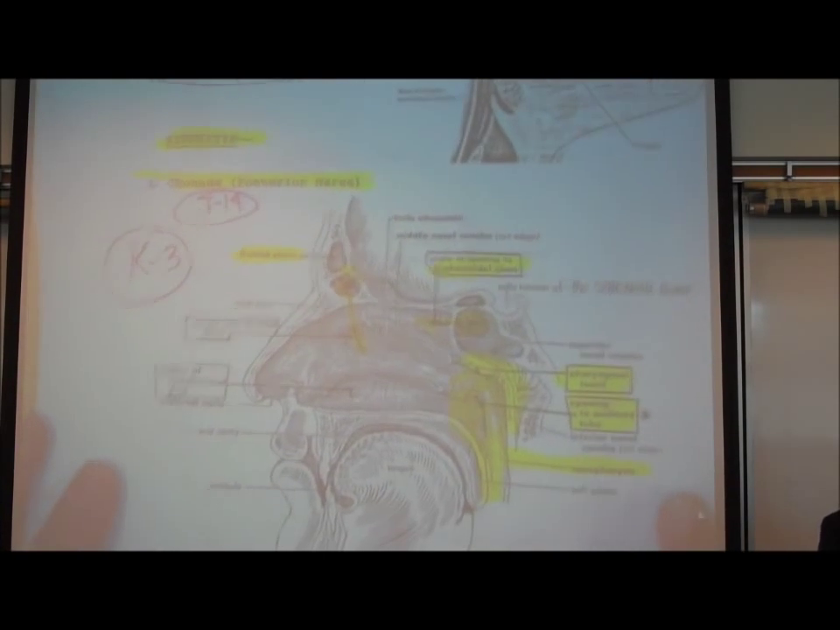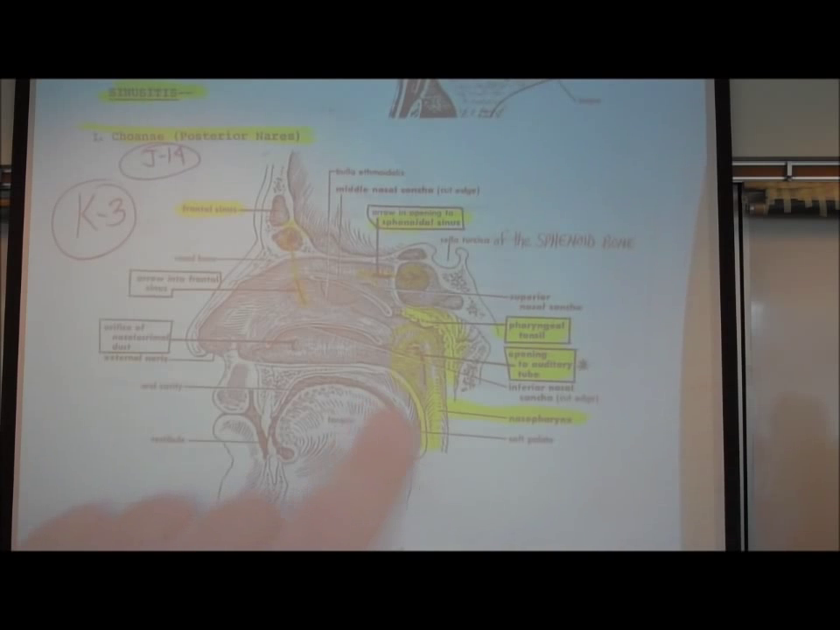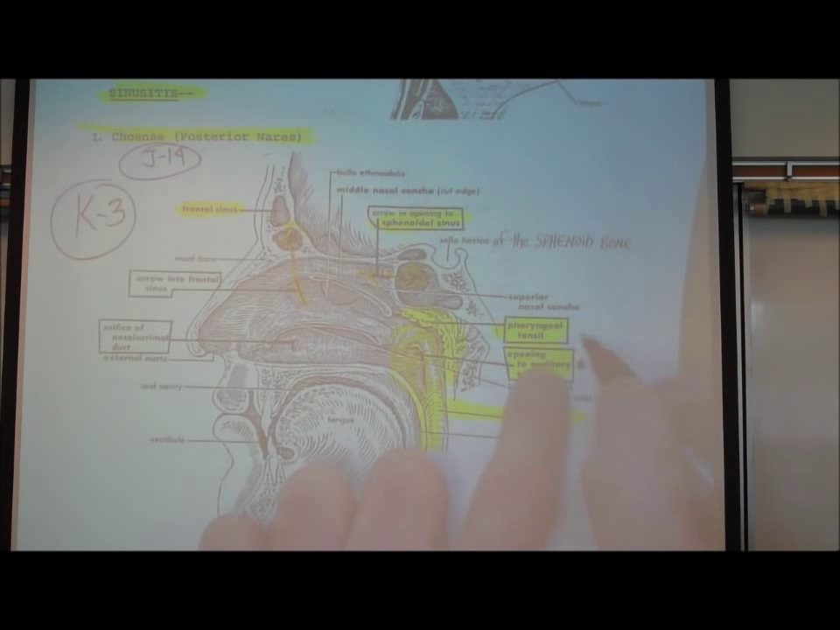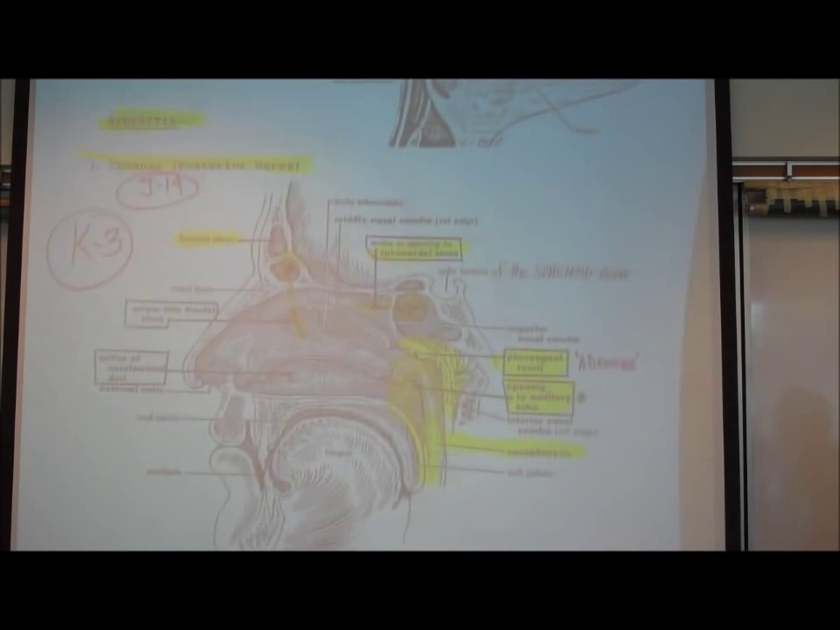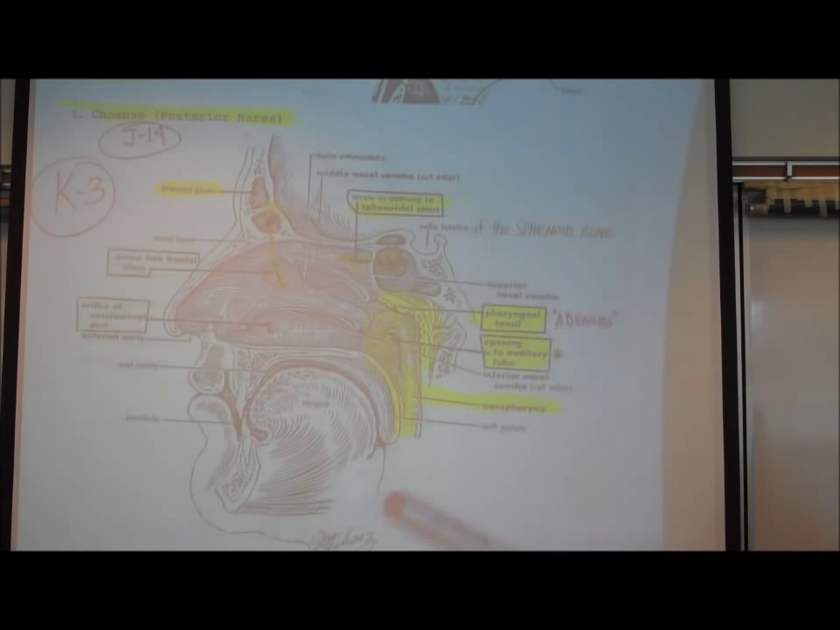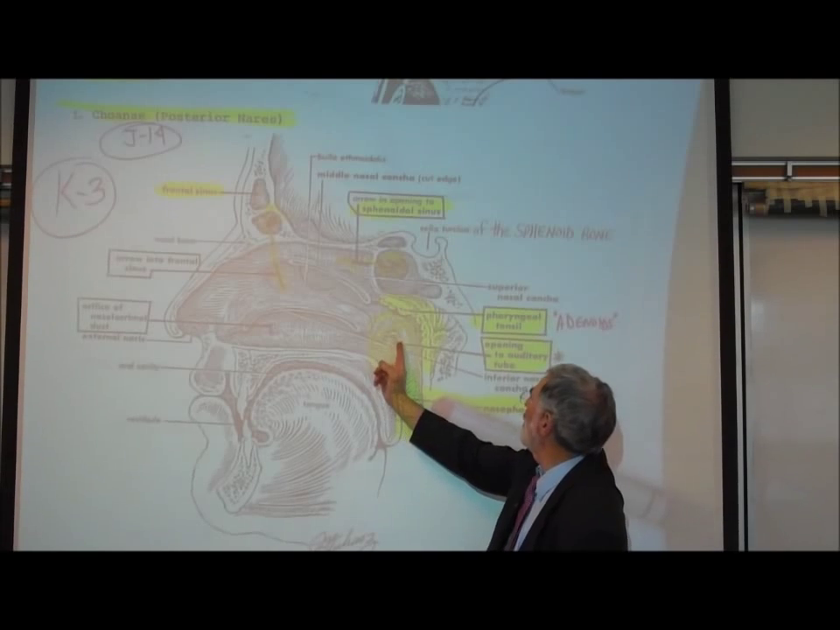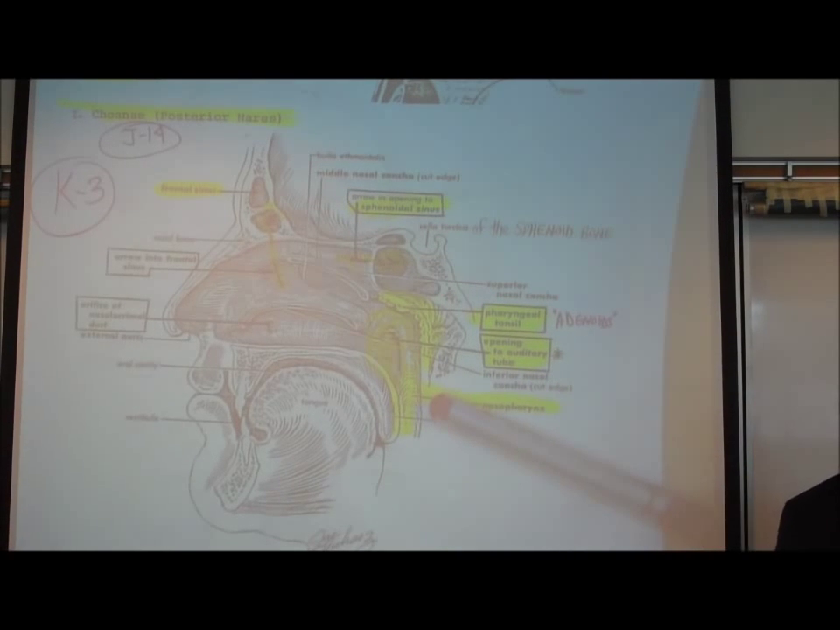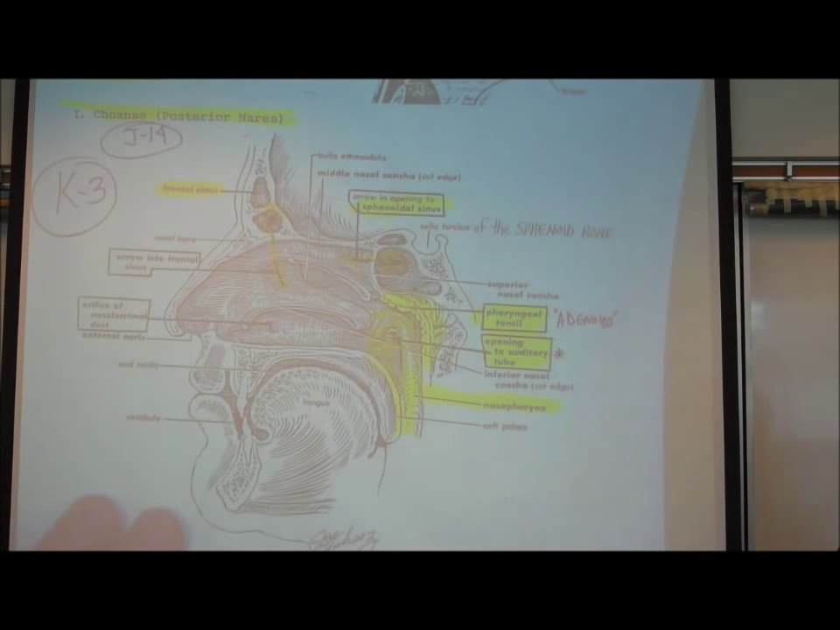Okay, in this picture on K3, what else do we see? We see that on the back wall of the nasopharynx, there is a pharyngeal tonsil. If the pharyngeal tonsil becomes enlarged, that's called adenoids. That's an enlarged pharyngeal tonsil. And we also see the opening into the auditory tubes, or eustachian canals. Now, we've talked about the auditory tubes and or eustachian canals several times. Let's look on page K4.